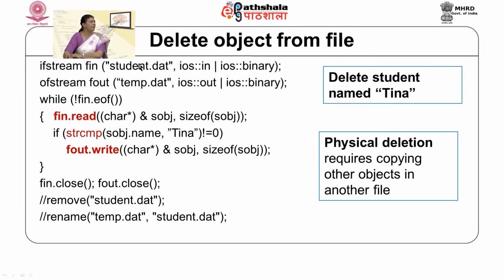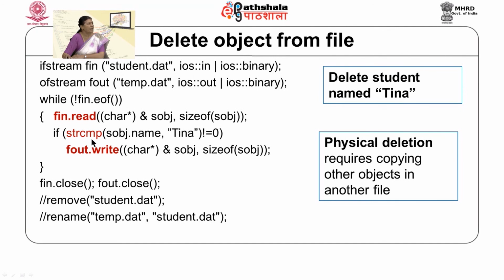So, open the input file and open the file where the remaining records are to be written. So, here we have opened the file named temp.dat. So, temp.dat will have all the records except the record of Tina, which is to be deleted. So, start reading the input file, till end of file we can go. So, fin.read into sobj at the starting address of sobj, and how many bytes are to be read is sizeof sobj.